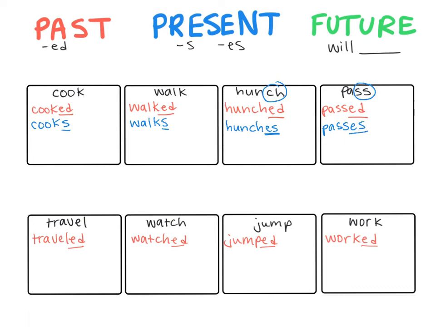Travel, nothing funky about that. It's just going to be travels, add an s. She travels a lot. Watch ends in ch. That's one of our funky endings, so I'm going to have to add es to make watches. She watches the birds fly. Jump, normal ending. It's just going to add an s for jumps. He jumps into the swimming pool. Happening right now. These are all present tense verbs. Work, normal ending. Add that s on there. Works. Okay? My dad works a lot.